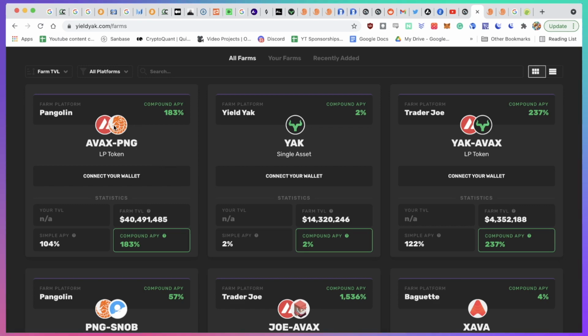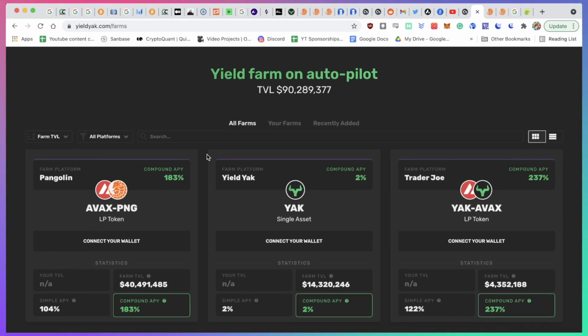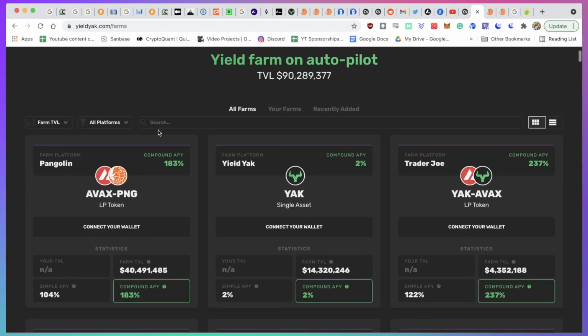PNG's Pangolin is the governance token for the Pangolin decentralized exchange. The simple APY is 104% and the auto compounded APY is 183%. Now, the thing is, at the moment, not that many people are talking about the Avalanche ecosystem, so that's why I believe many of these dApps could actually explode in TVL as well as the value of the tokens. And when both of the tokens actually increase in value, your impermanent loss won't be that bad. It's only when one of the tokens actually increases massively compared to the other one.